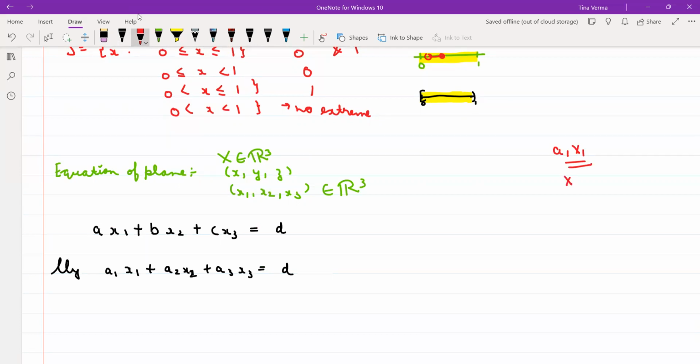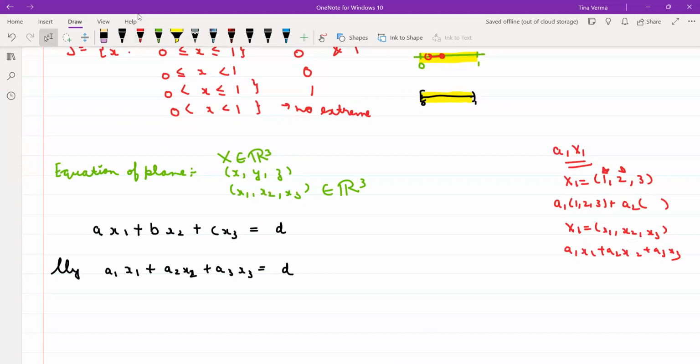When I say x1 is 1, 2, 3, then I am saying a1 into 1, 2, 3 plus a2 into this thing. Then I was talking about CLC. But when I say this one, I am taking your inner points. That means if your x1 is like this, then what I am writing is a1 x1, a2 x2, a3 x3. So this is your equation of a plane.